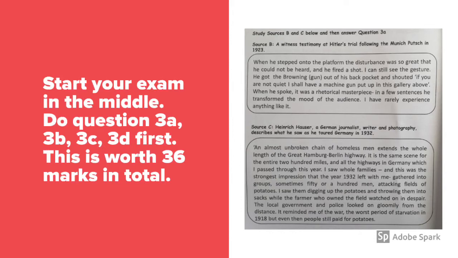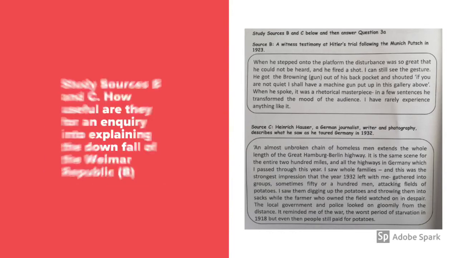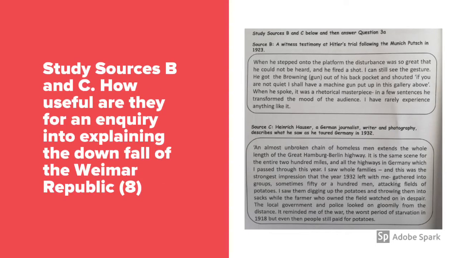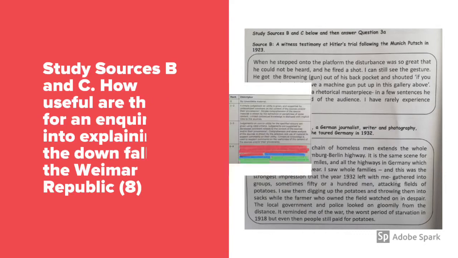So if I was you, I'd start with your source question. Study sources B and C. How useful are they for an inquiry into explaining the downfall of the Weimar Republic? This is worth 8 marks. So you want to be writing roughly 2 paragraphs.